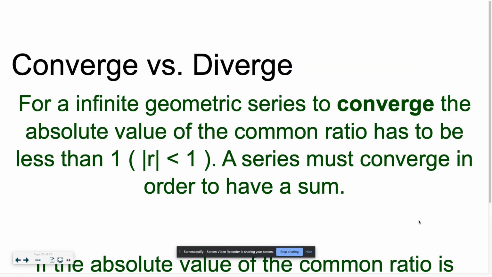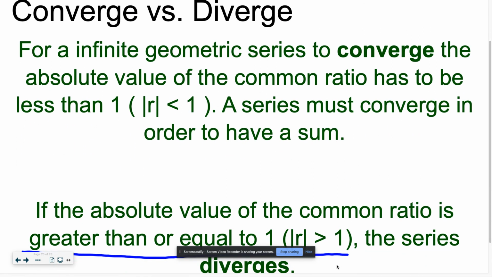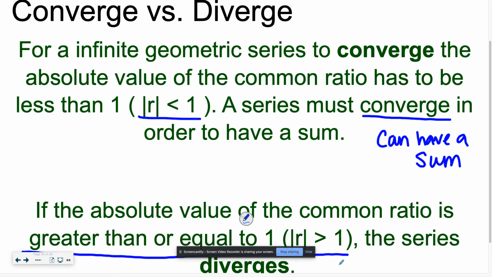Okay, so these are the words I'm talking about, converge and diverge. All right, so if a series converges, then our common ratio is less than 1. So I always say converge means I can have a sum. Okay, but if it is greater than or equal to 1, then it does not have a sum, which means it diverges. So does not have a sum.